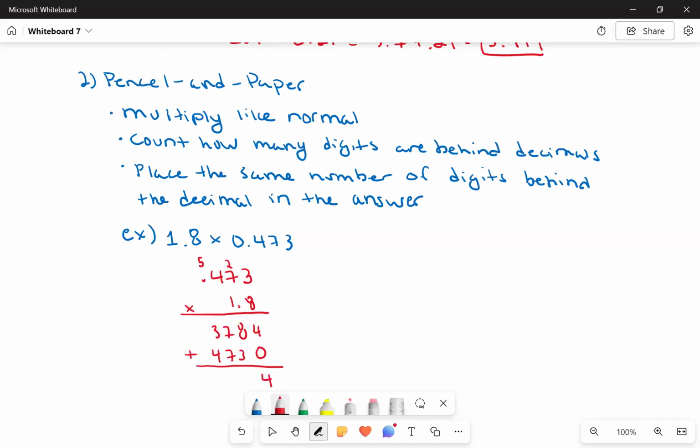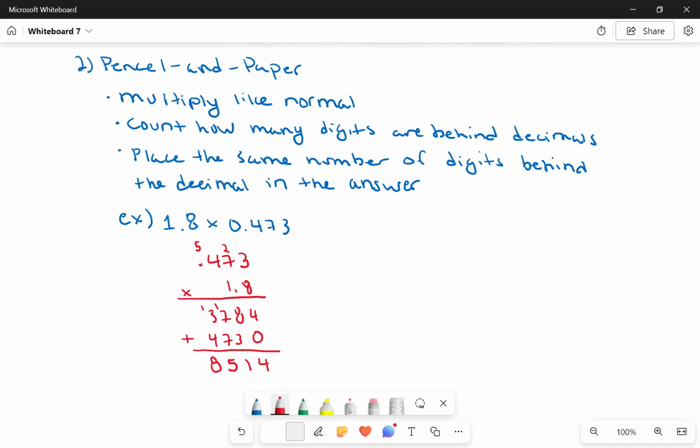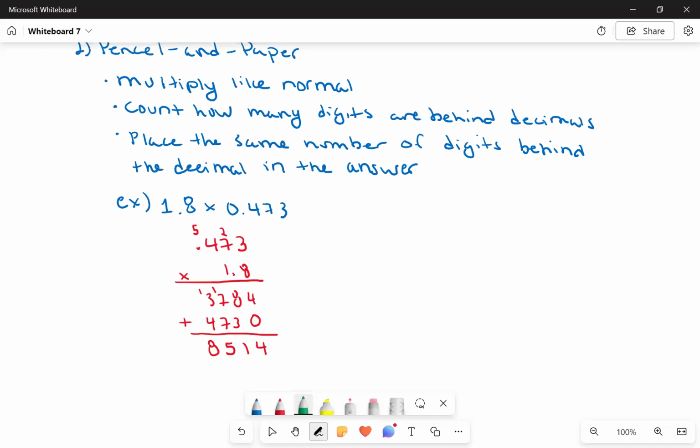4, 11, 15, and 8. Okay. And then here's where the magic happens, because I just ignored the decimals. I'm going to place the decimal in the answer based on where the decimals were in the original problem. So in the first number, 8 was behind the decimal, so 1 digit behind the decimal. In the second number, 4, 7, and 3 were all behind the decimal, so there were 3 digits behind the decimal, for a total of 4 digits behind the decimal.